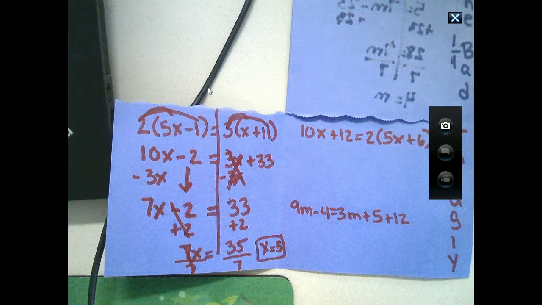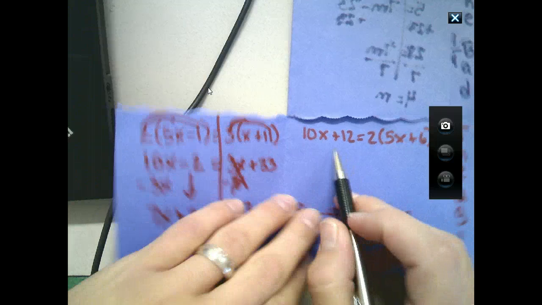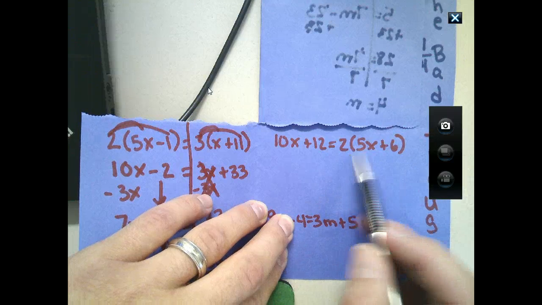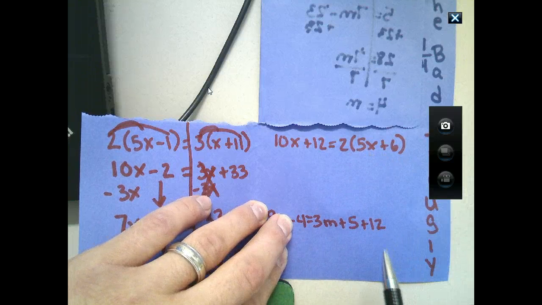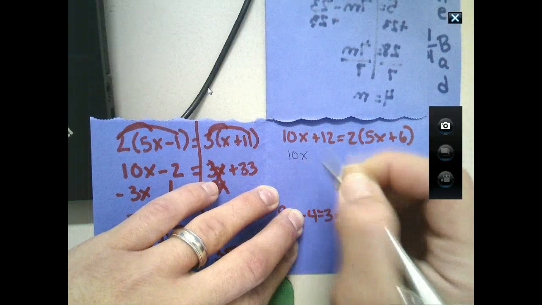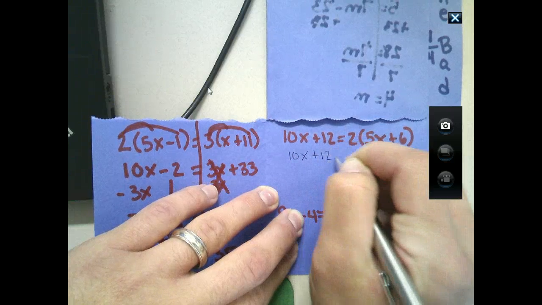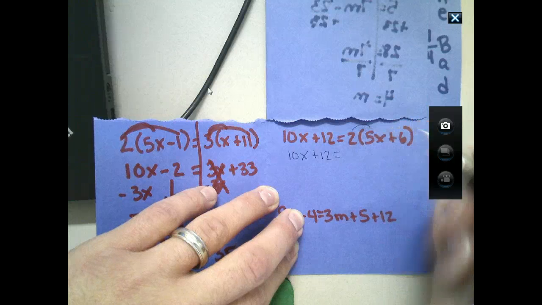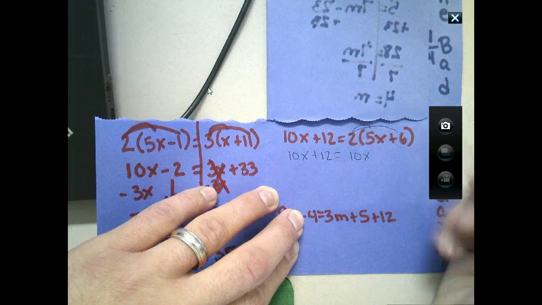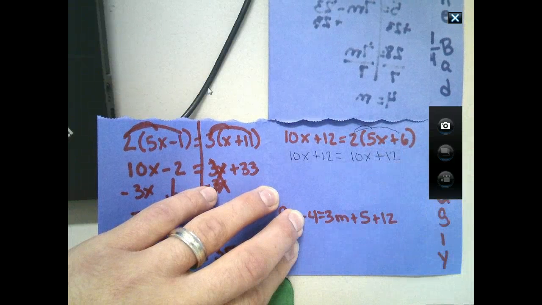And the way we work this isn't going to be any different. We're just going to see a little bit different result in our answer and our solution. So on this one, I want you to copy this one down. 10x plus 12 equals 2 times 5x plus 6. Well, as I do that, I'll get 10x plus 12 equals, don't forget to distribute, 2 times 5x, 10x, and then 2 times a positive 6 would be plus 12.